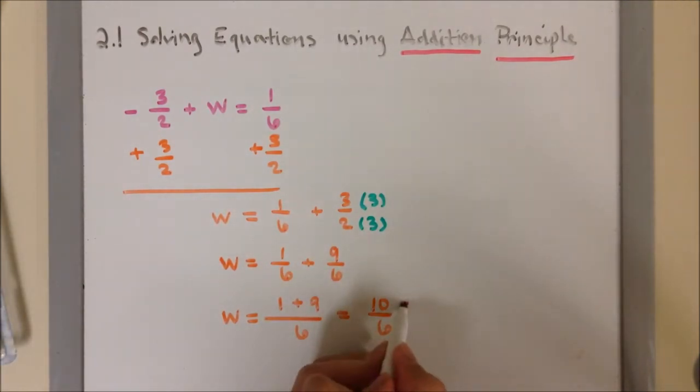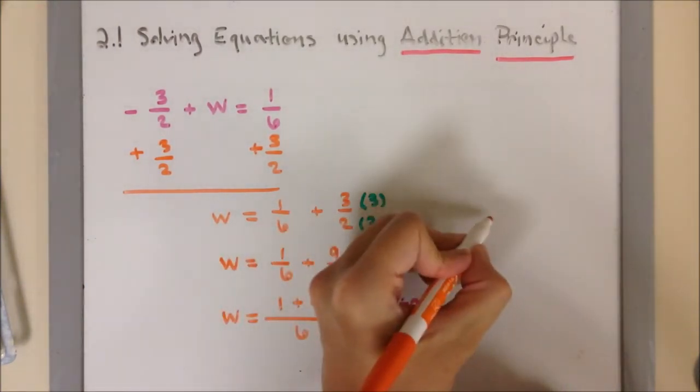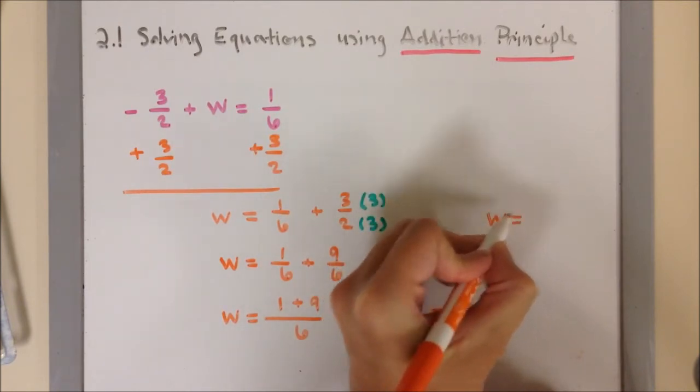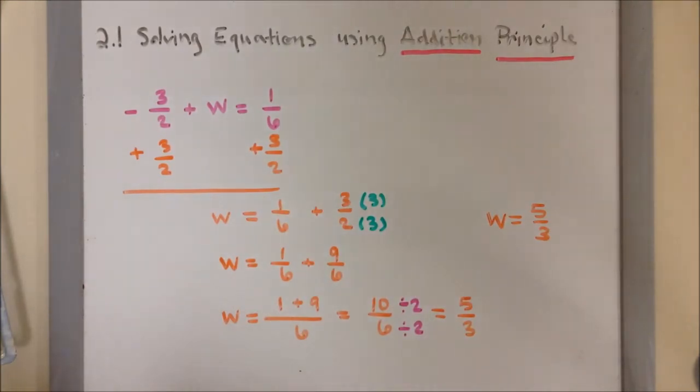So I'm going to divide the top, the numerator, by 2. Divide the bottom, the denominator, by 2. When I do that, this will become 5 over 3. Nothing in common between 5 and 3. So my final answer is W equals 5 over 3. That will be our final answer.